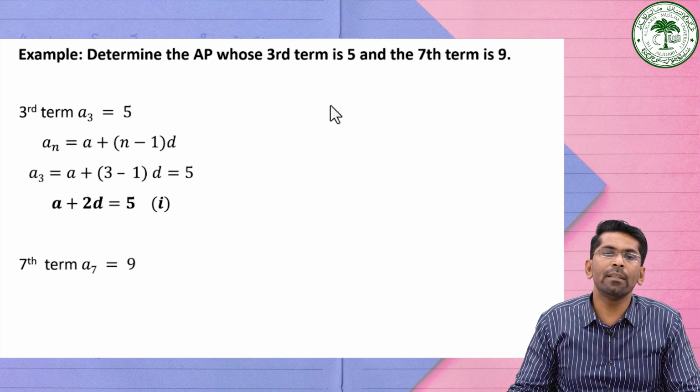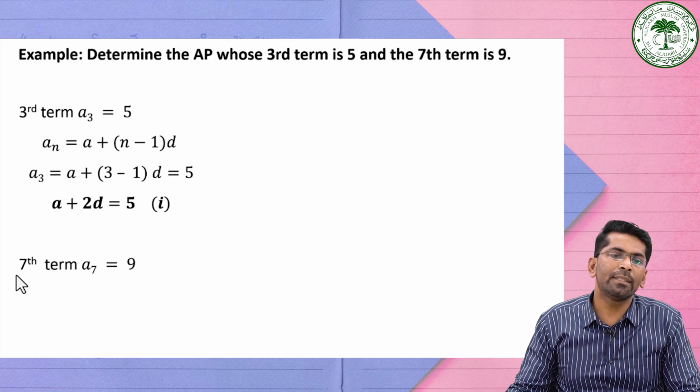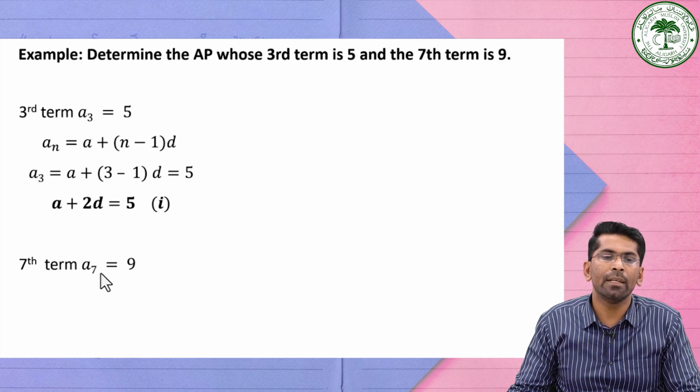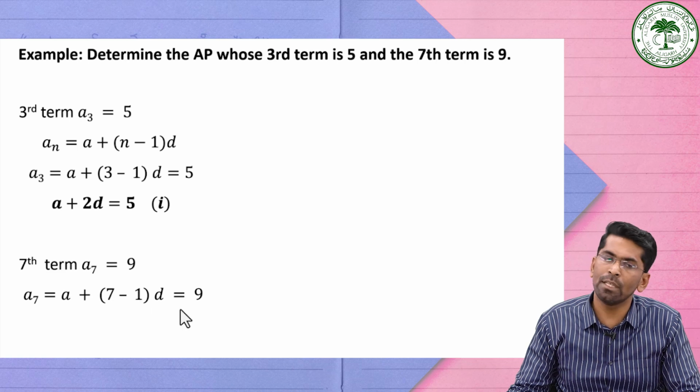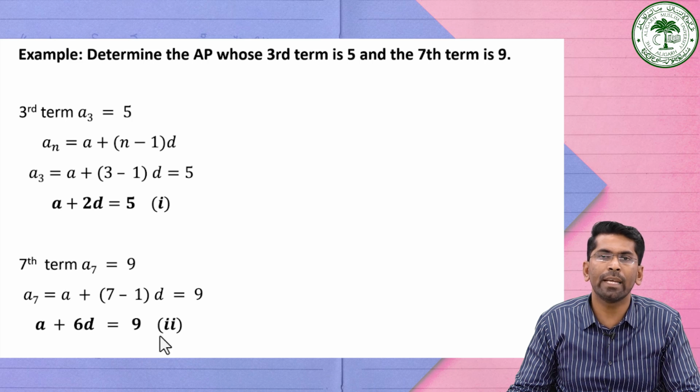Now consider the second piece of information given here. The seventh term of the arithmetic progression is 9. So a7 is equal to a plus (7 minus 1) into d, which is equal to 9. Simplifying, 7 minus 1 is 6, so a plus 6d equals 9. This is the second equation.